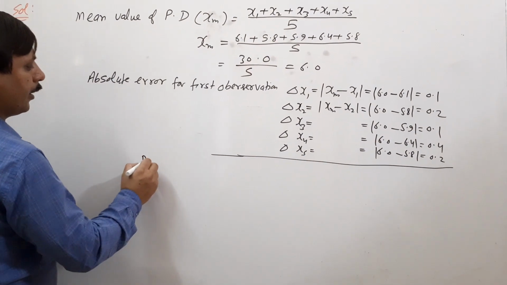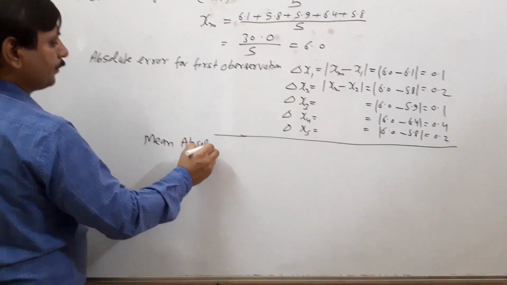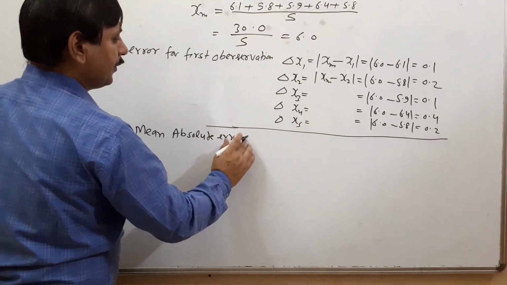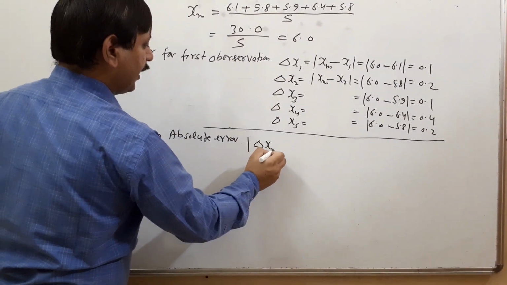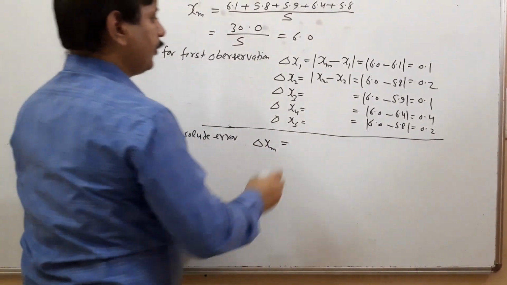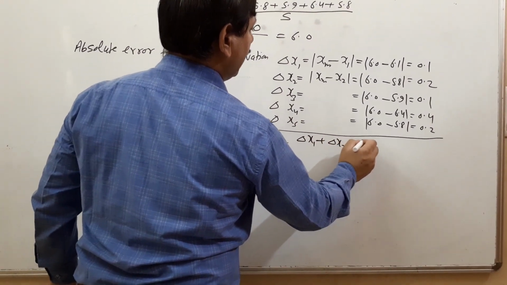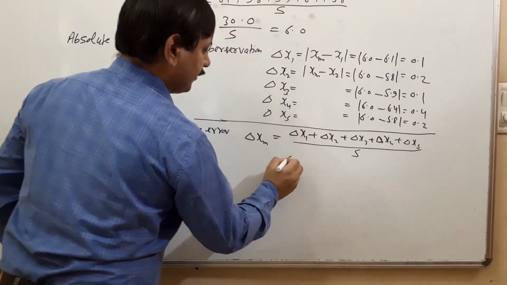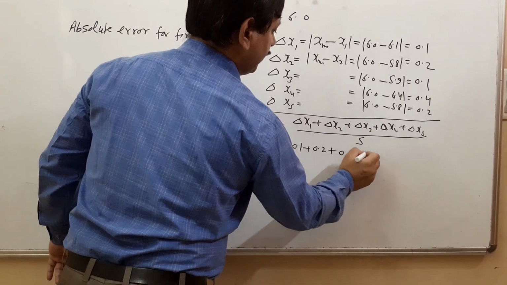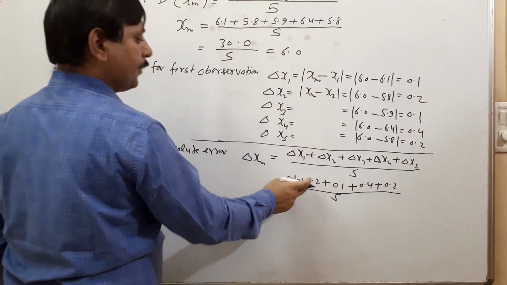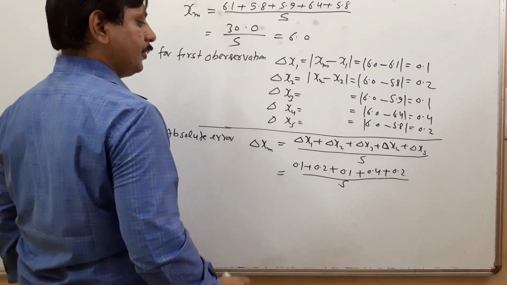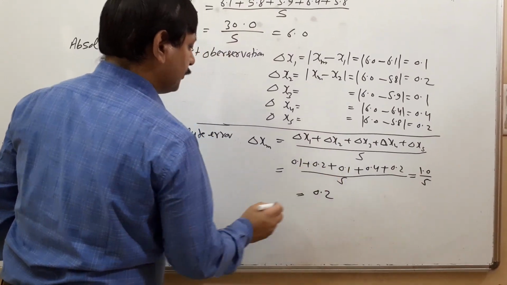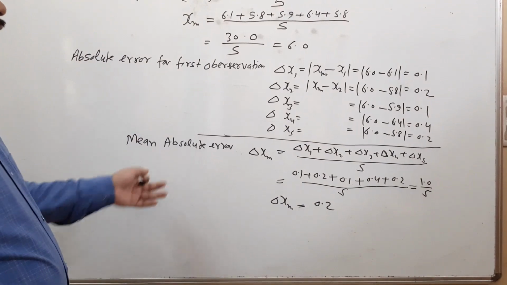These are the absolute errors. What will be the mean absolute error? We have to take the average value of these absolute errors, denoted by del xm. The mean absolute error will be del x1 plus del x2 plus del x3 plus del x4 plus del x5 divided by 5, the number of terms. That is 0.1, 0.2, 0.1, 0.4, 0.2 divided by 5. The sum is 1.0, and 1.0 upon 5 is 0.2. So this 0.2 will be the mean absolute error.